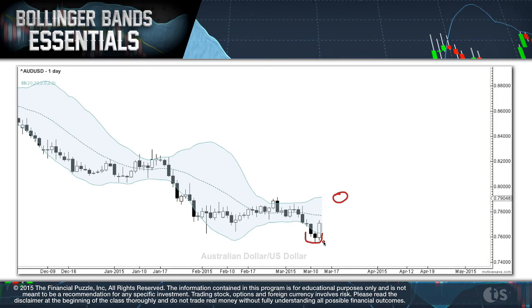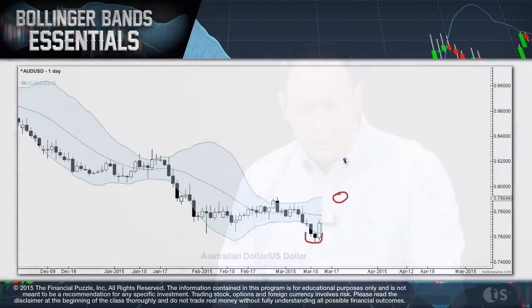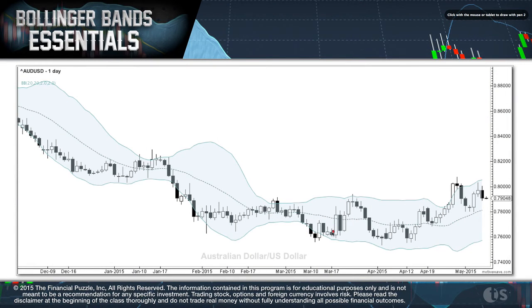Well, in this case, because we're looking at the Aussie US dollar trade, that's going to represent about 300 pips. If you're using full leverage on this, that's almost a doubling or a little bit better than a doubling of your money on this trade. So it can be a really profitable trade here. Watch what happened with this trade. It took a little bit to get going.